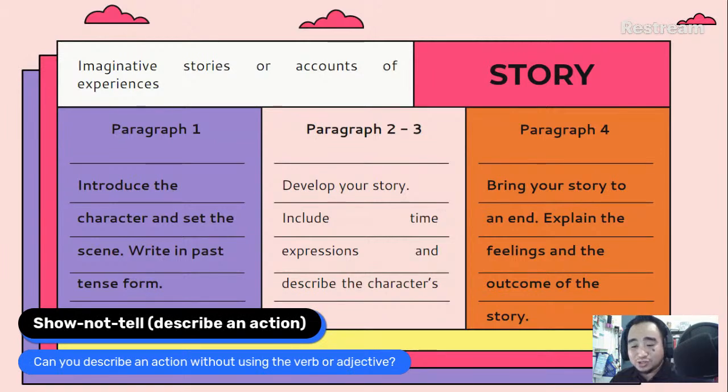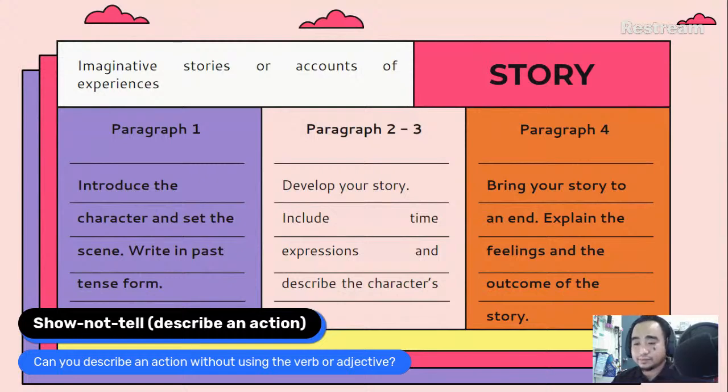Can you describe an action without using the verb or adjective? Tak gunakan verb itu, tapi kita bagi tahu dia tengah marah, tengah gembira, dia tengah sedih. We are telling that he is sad without using the word sad. He is angry without using the word angry. He is happy without using the word happy. Or maybe we can spend other session just telling or sharing with this show not tell technique later. Okay, but this is a good example of how you can engage your readers to continue reading your story is by using show not tell technique.